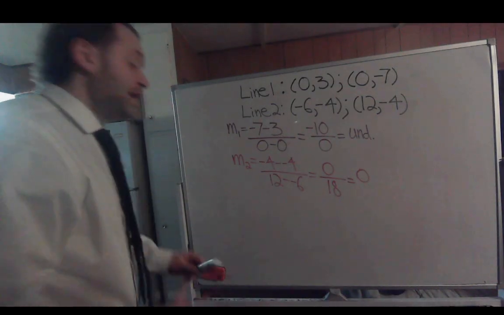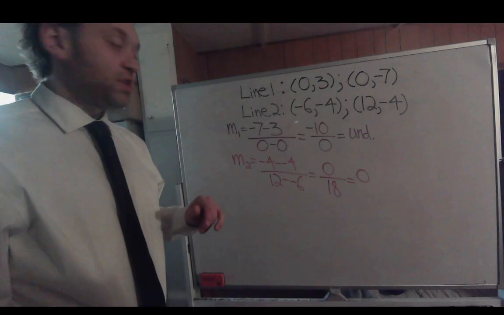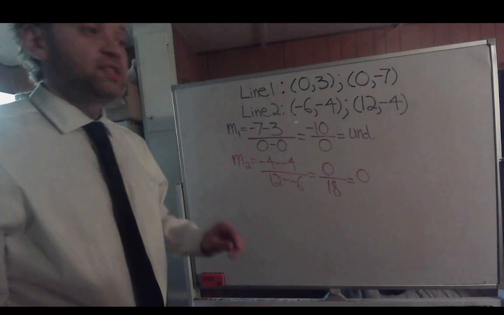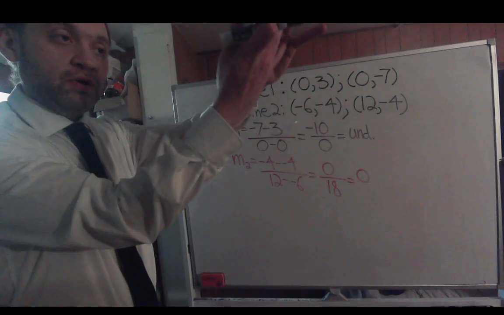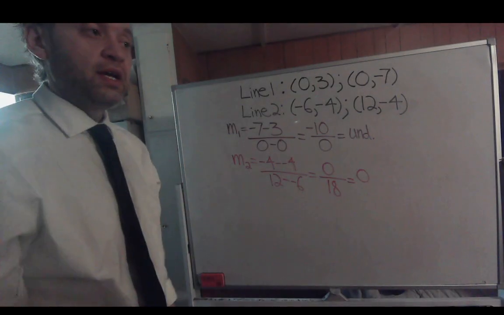Well, here's the thing. What is the graph of an undefined slope? It's a straight up vertical line. What's the graph of a zero slope? It's a straight horizontal line.